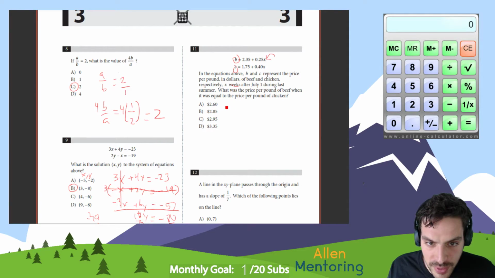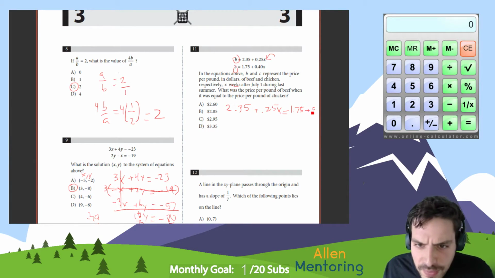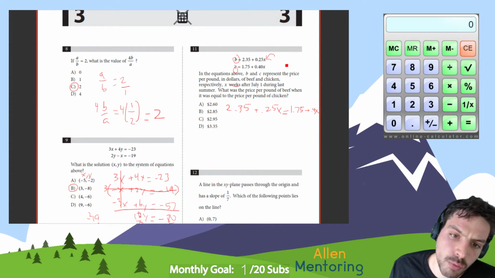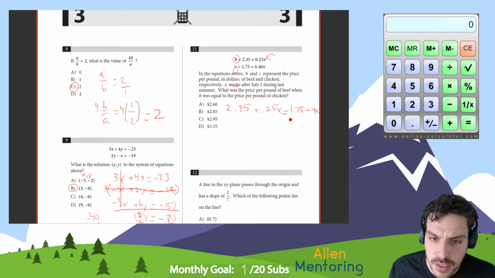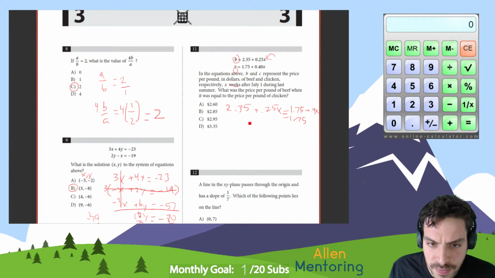So first steps first, we want to set them equal to each other. So 2.35 plus 0.25x is equal to 1.75 plus 0.4x. Okay, so let us get all the x's on one side and all of the numbers on the other. So I'm going to put all my numbers on the left side. To do that, I'm going to subtract 1.75 on both sides, minus 1.75.